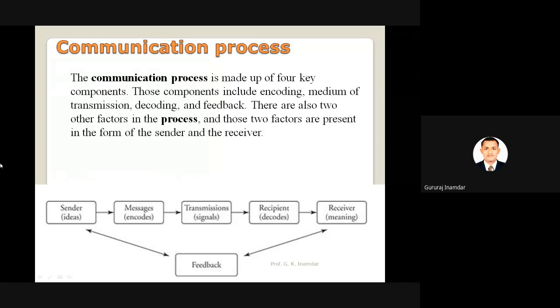There are also two other functions in the process, present in the form of sender and receiver. So the communication process is nothing but the transformation process of a message. Basically four components are there. First is the sender and receiver, two, and then the encoding and decoding. For message transformation, the sender encodes. Now how can we handle the computer?